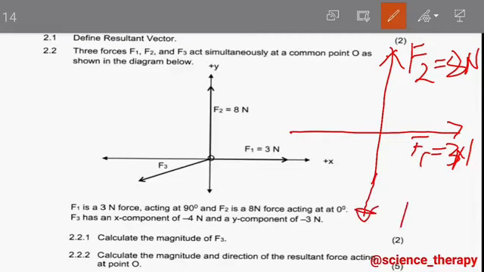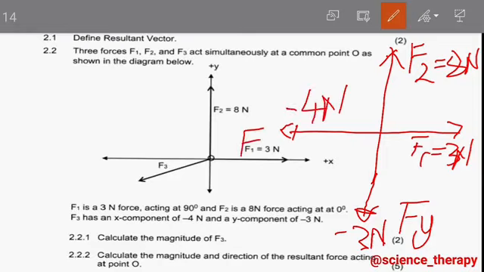So the y component will go downward like that, and it's negative 3 newtons. And the horizontal component will go to the left like that, and it gives us negative 4 newtons. So this is Fx. Now we have it resolved like this. Now they say calculate the magnitude of F3. You will understand that F3 here has the same effect as these two components, right?